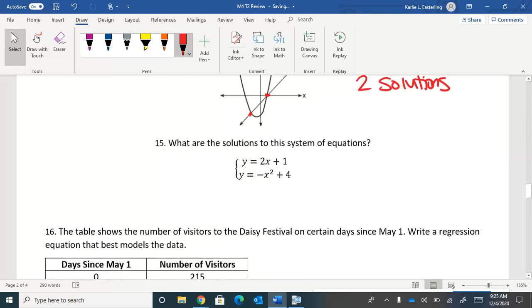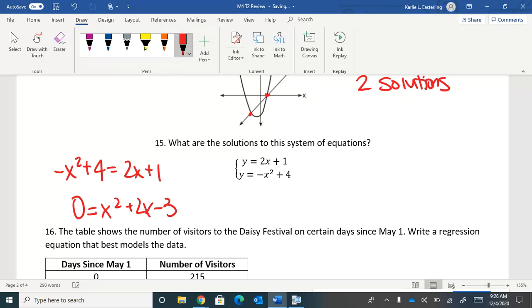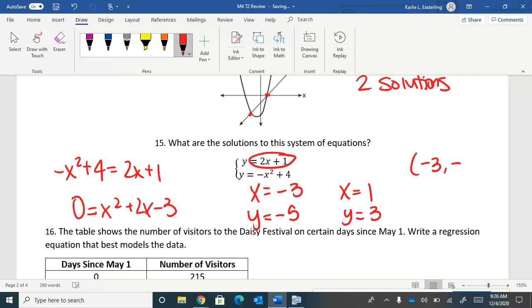All right, down here on number 15, what are the solutions to this system? Again, you're doing what we've done for all the other ones that you're asking for solutions. So you're going to do negative x squared plus 4 equals 2x plus 1. Get that set equal to 0. When I did that, I got 0 equals x squared plus 2x minus 3. I then factored it to get that x equals negative 3 and x equals positive 1. I plugged those back into my linear equation because that's always easier, in my opinion. Got negative 5 and positive 3. So my solutions were negative 3, negative 5, and 1, 3.